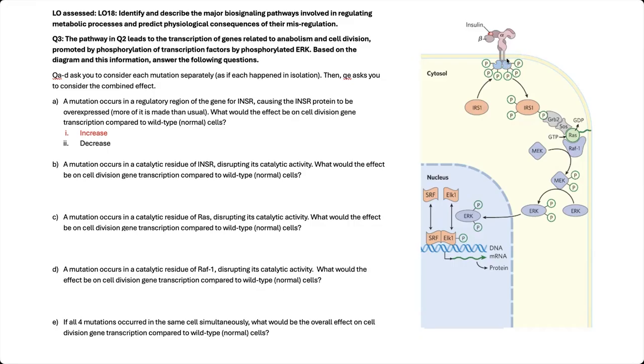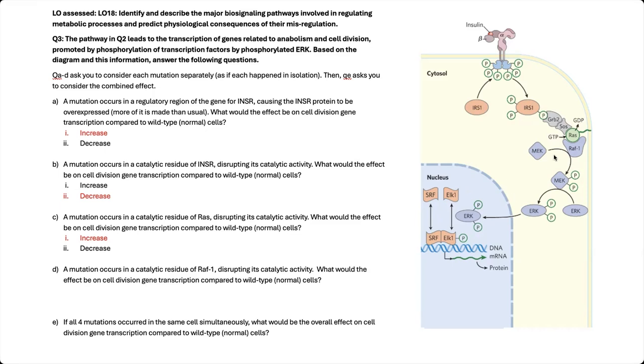So remember what type of protein was INSR? It was going to be a kinase. We can see it's phosphorylating IRS1, and we know it's a receptor tyrosine kinase. If we have a mutation that disrupts its ability to phosphorylate things, we would expect that this pathway is going to have decreased activity. What about RAS? We already talked about RAS and how if we had a mutation in a catalytic residue of RAS, it's going to be stuck on, so we would increase transcription.